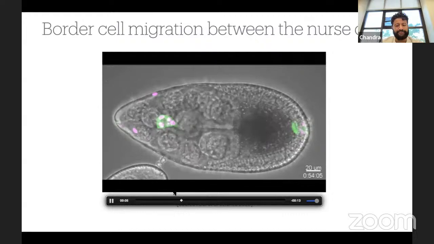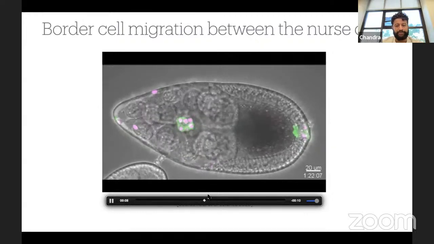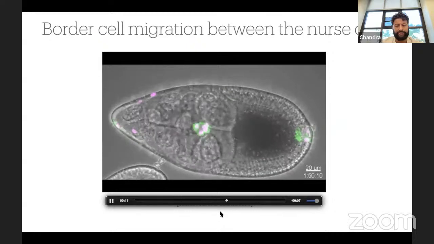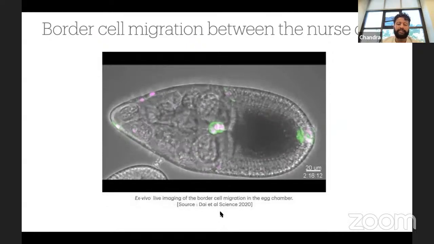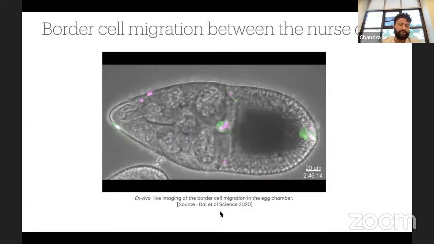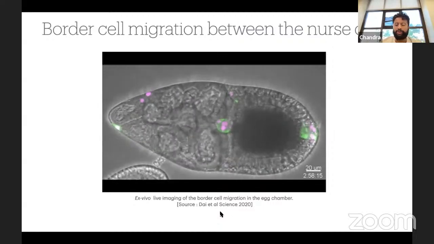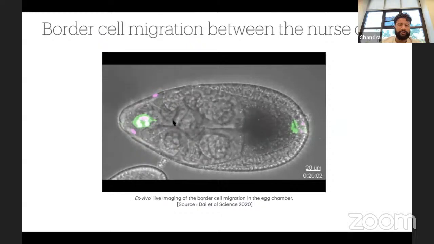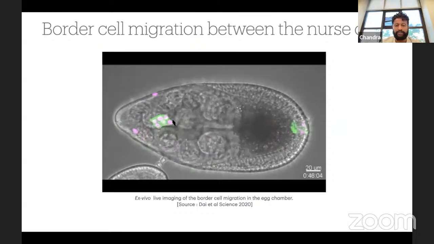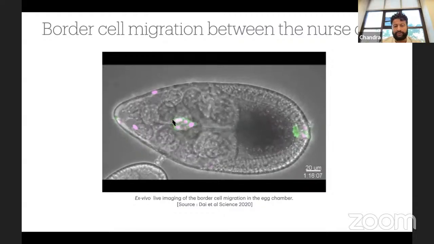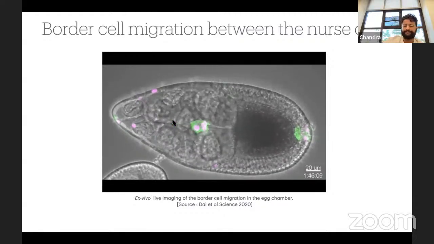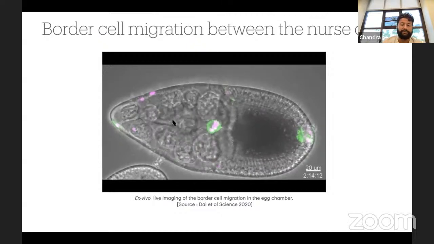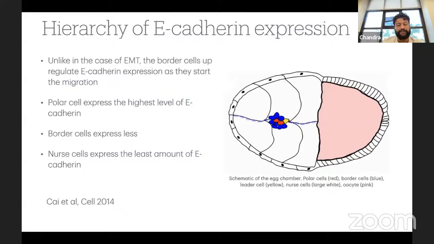So this is from the previous group I mentioned who have imaged this. They have put green fluorescent protein in the border cells. So you don't see the polar cells, only the border cells moving. And you can see that they start from the anterior and go to the posterior tip, going between the nurse cells and reaching there. At least that is the case when things work out.